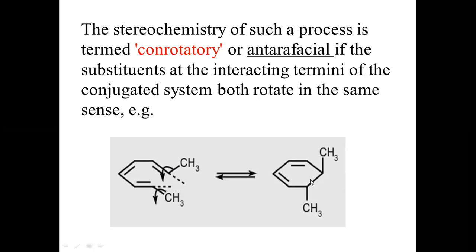Okay, this is upside and this is downside. And you can see these two termini are rotated towards the same side. Both are rotated anti-clockwise.